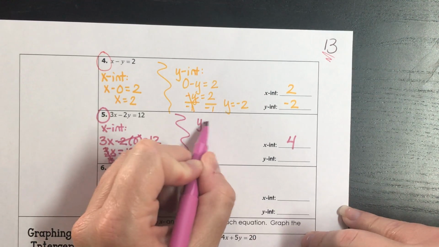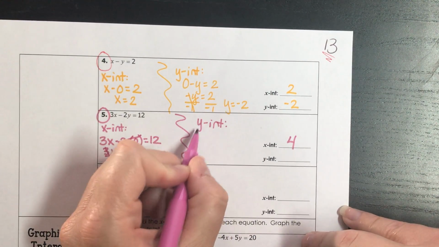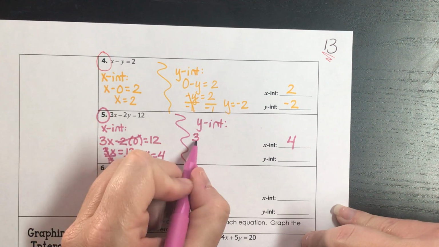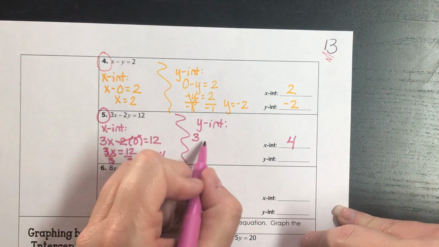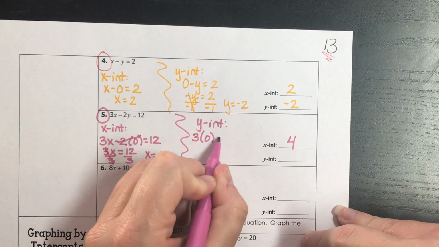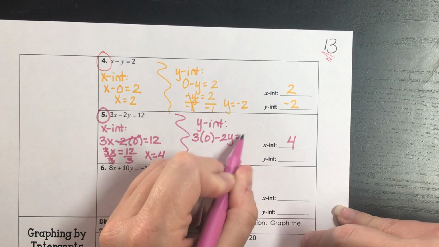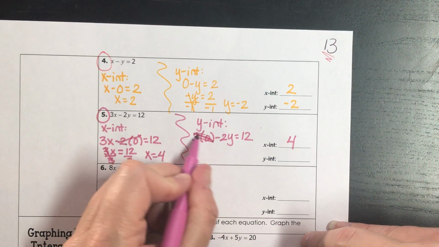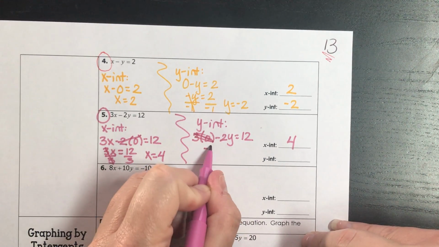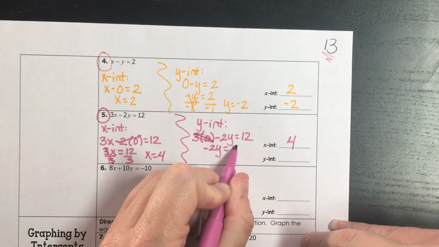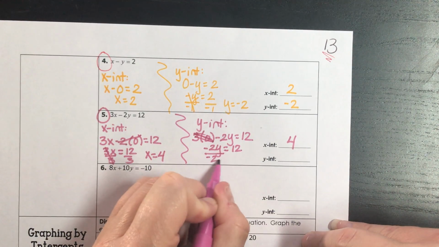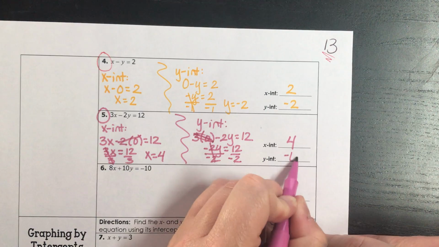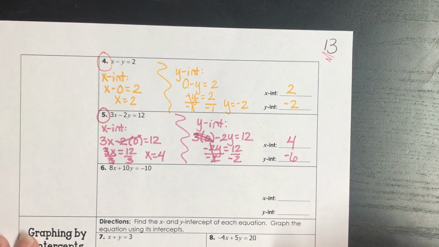To find the y-intercept, now because you're finding y, you don't want x's anymore. So wherever you see an x, you're going to plug in a 0. So it says 3x, so we're doing 3 times 0 minus 2y equals 12. 3 times 0 is 0. That whole chunk is gone. So bring down the negative 2y equals 12. Divide by negative 2. 12 divided by negative 2 is negative 6.